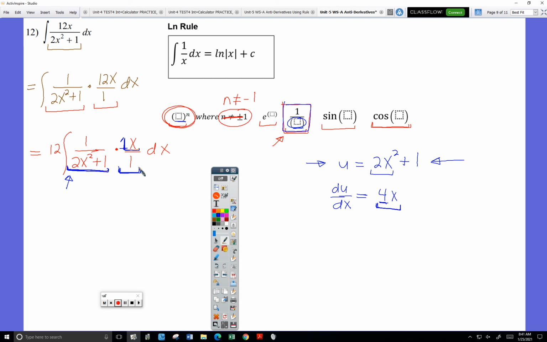Please. So does it matter which u you choose? Oh, yes. So if I choose the other u, I let u equal just x. When I take the derivative of my choice now, the derivative of my choice is simply 1. That's a mismatch, because the other of the two multiplying functions isn't simply equal to a constant.